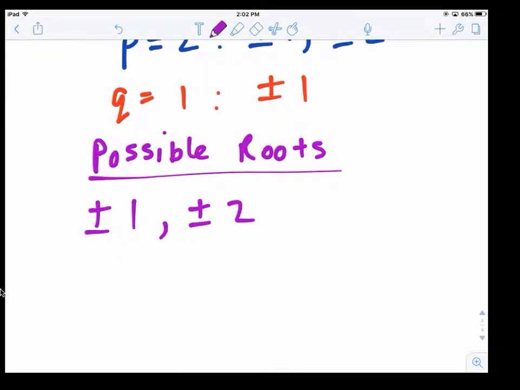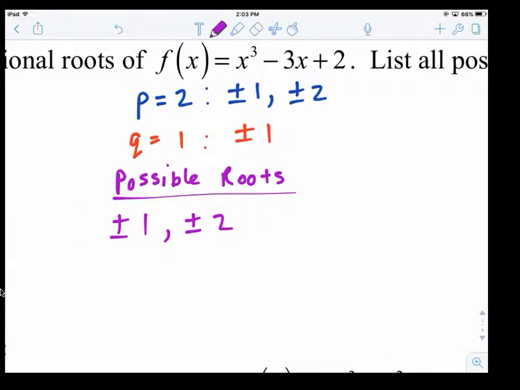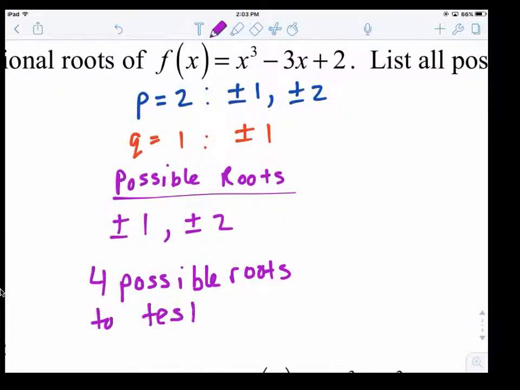So how many possible roots do you have that you can test? How many? 4. So you have 4 possible roots to test. Yeah, so you have positive 1, negative 1, that's 2. You have positive 2, negative 2, that's another 2.